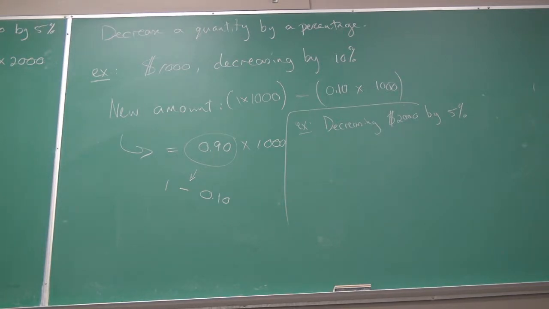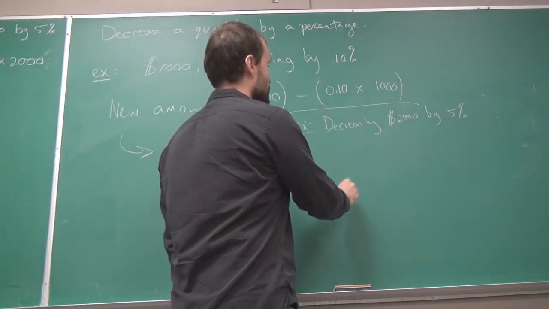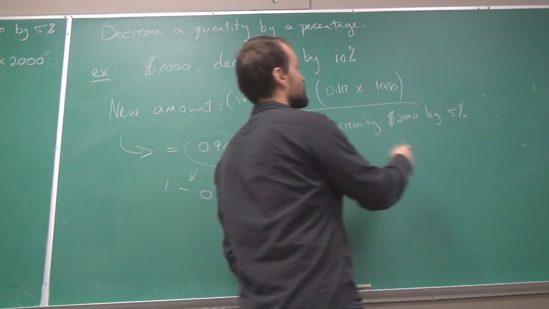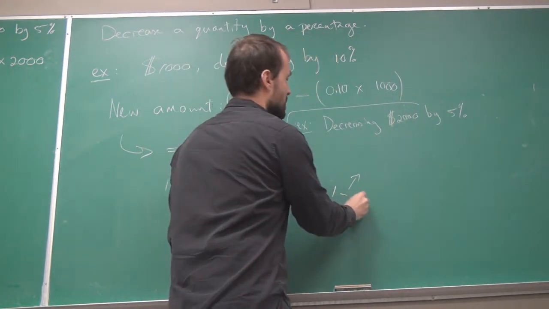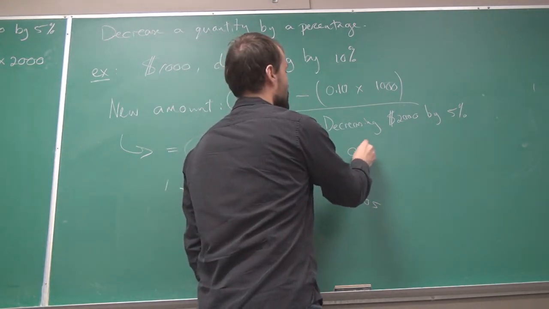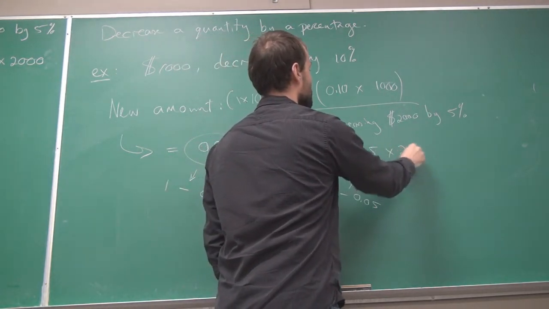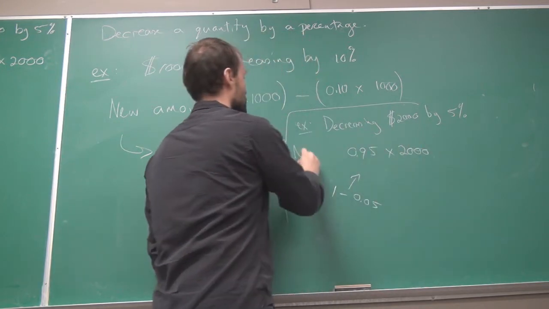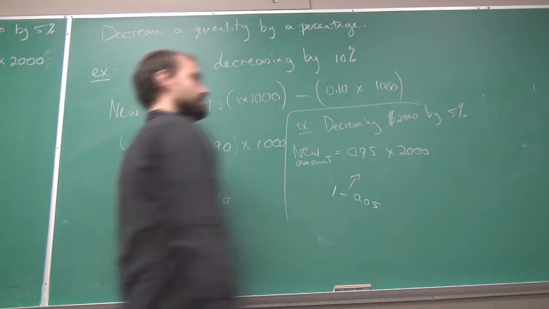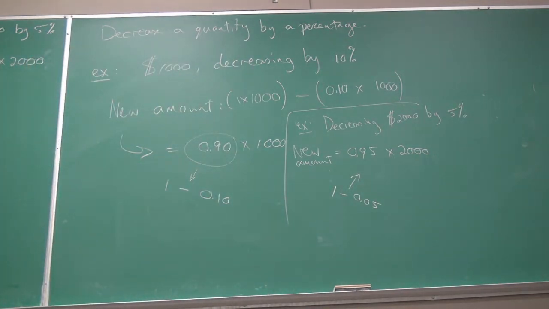What does the calculation look like? Well, decreasing tells me I'm going down from 1 by how much? By the decimal version of that percentage, which is 0.05. So it would be 0.95 times the original amount. That is my new amount. And it really is. That's as simple as that.